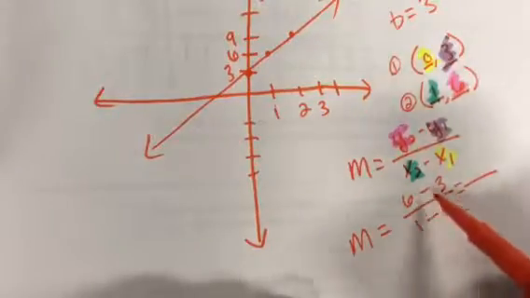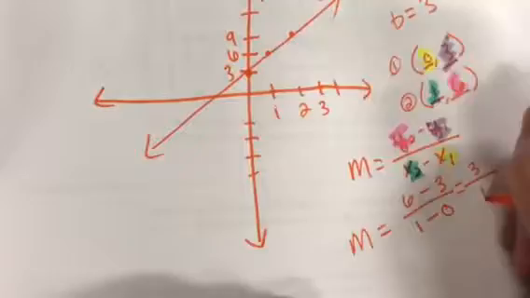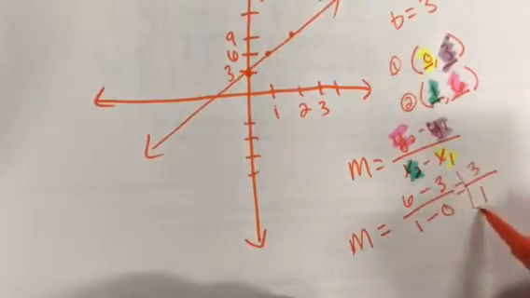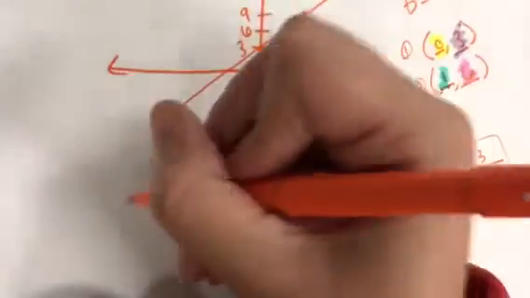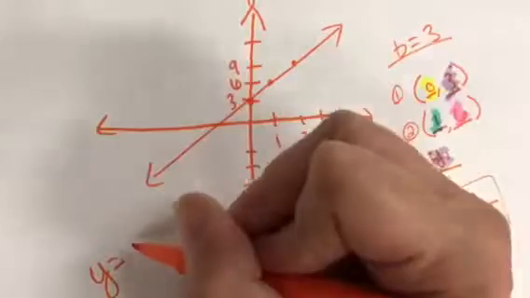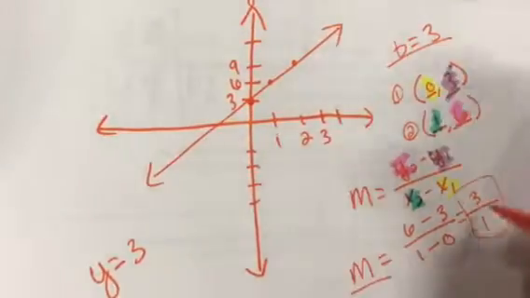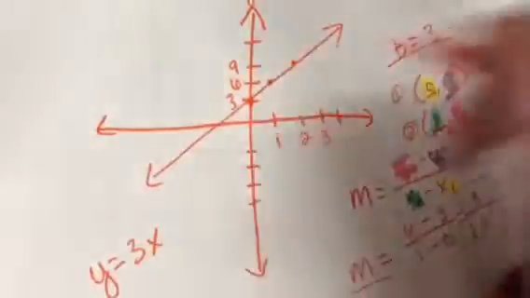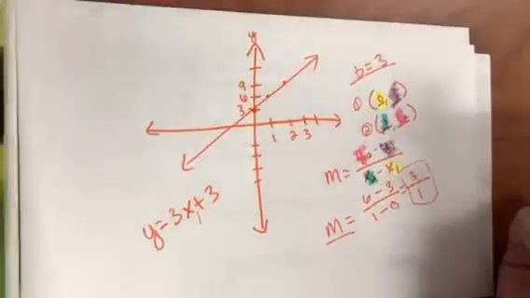So now 6 minus 3 was 3. 1 minus 0 was 1. My slope would actually just be 3, because 3 over 1 is 3. So my equation of this line is y equals mx plus b. Our slope is 3, and our y-intercept is 3 as well. So y equals 3x plus 3. That worked out. All done. That's how you do it from a graph.